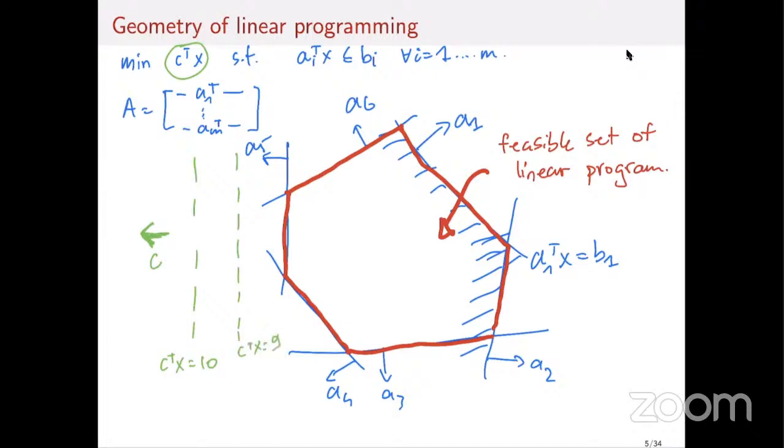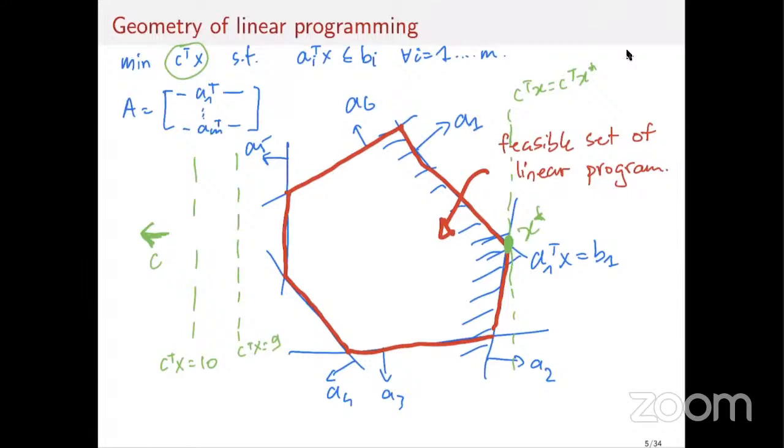Okay, so if you want to go as far as possible in the opposite direction of C, you can see that the optimal point is really going to be in here. So this is my optimal point X star, and the value will be just C transpose X star. Here C transpose X is equal to C transpose X star. This is the hyperplane on which X star lies.